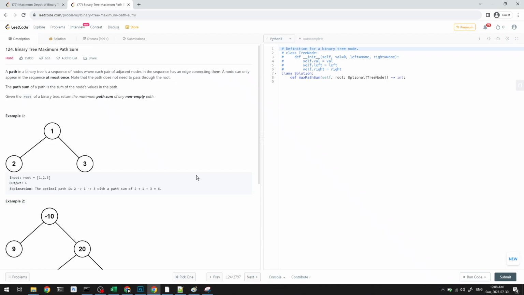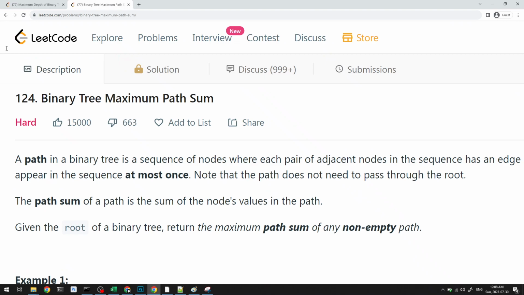Hey everyone, in this video we'll be looking over question 124, binary tree maximum path sum on Leetcode. This is part of our Blind 75 playlist on Leetcode where we go through the Blind 75 questions.